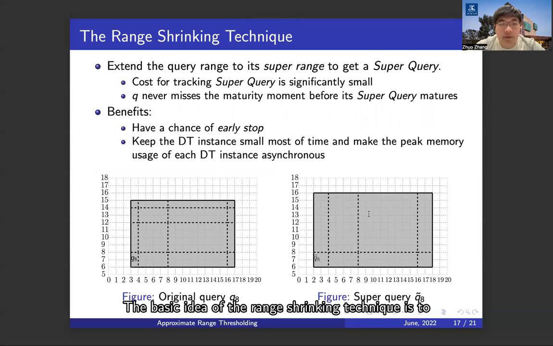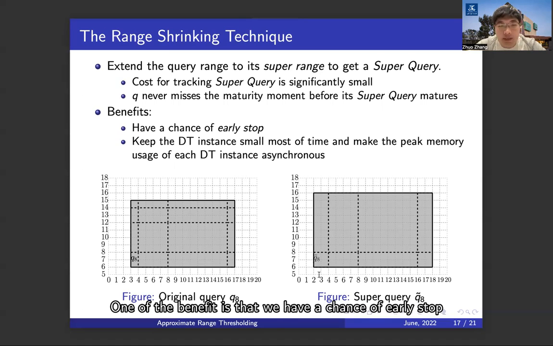The basic idea of the range shrinking technique is to extend the query range to its super range to get a super query. As you can see from the example, the subrange number of the super query is much smaller than the original one. So the cost for tracking the super query is significantly smaller. What's more, the original query never misses the maturity moment before its super query matures. So we can safely track the epsilon maturity period of the super query.